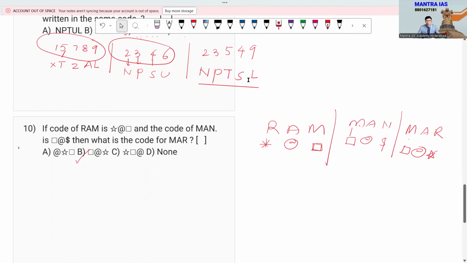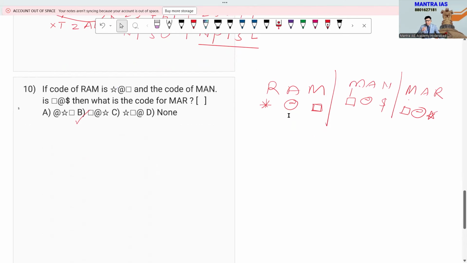Friends, this is what you call coding and decoding, a very important topic, and there are a number of models. Please focus on those models also.